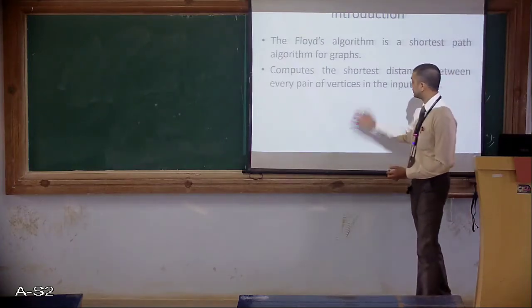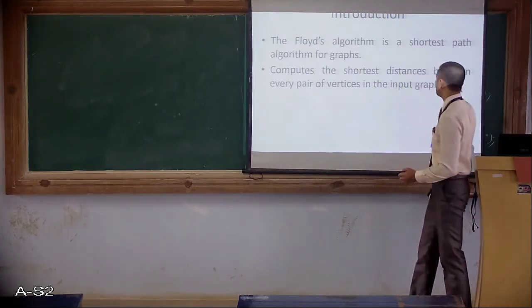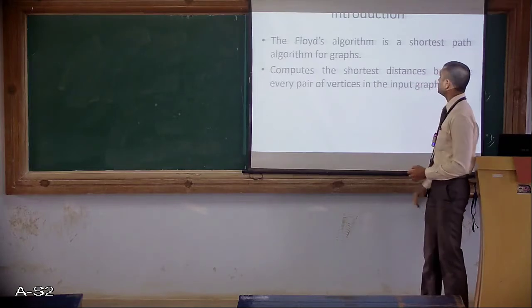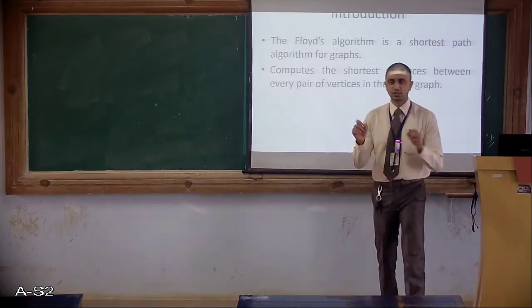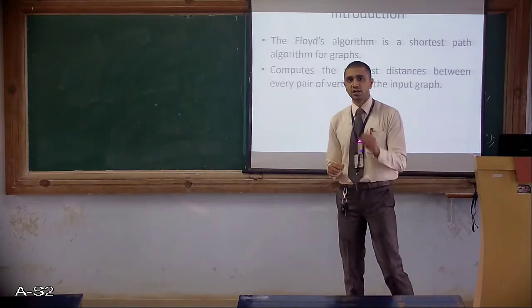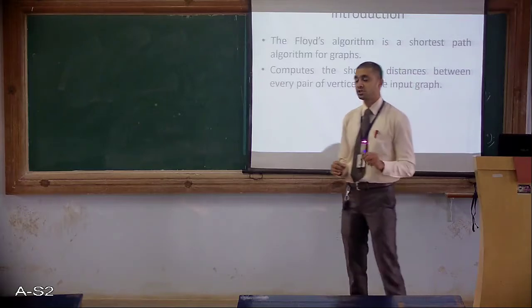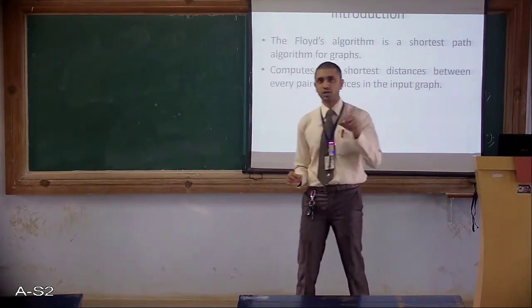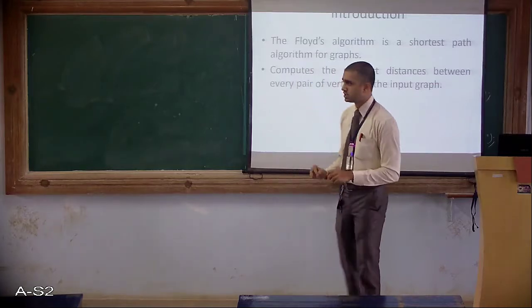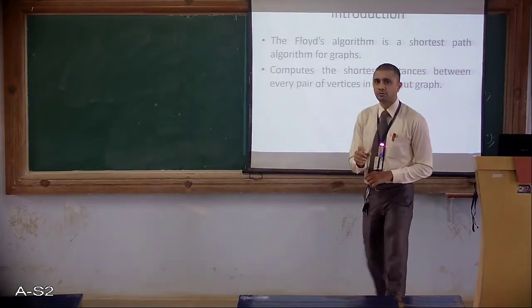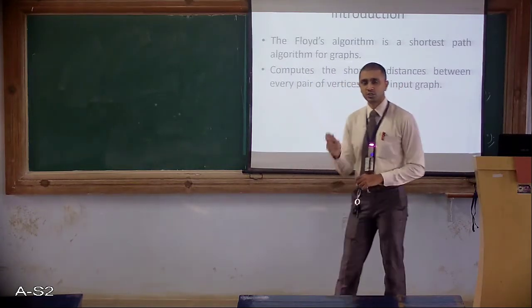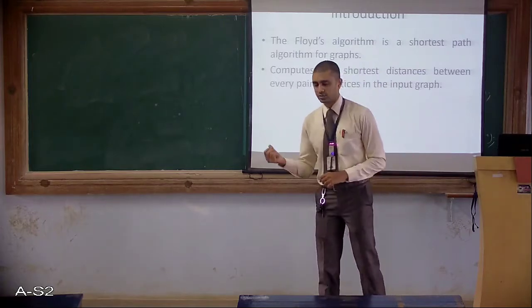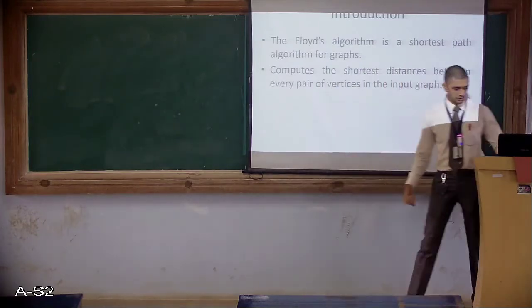So the definition: it computes the shortest distance between each pair of vertices in the input graph. We have a certain directed graph with weights or costs associated with each of those edges. Using that input graph, we're going to calculate the shortest path between each pair of vertices. We'll see that with the help of an example, then it will be clear.